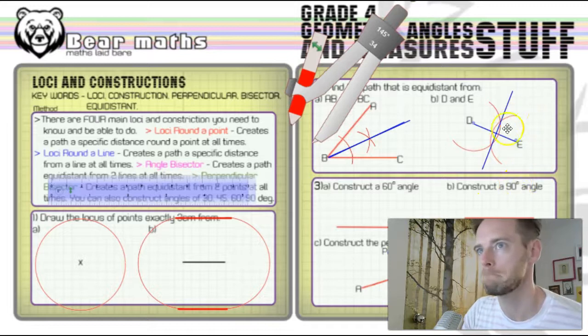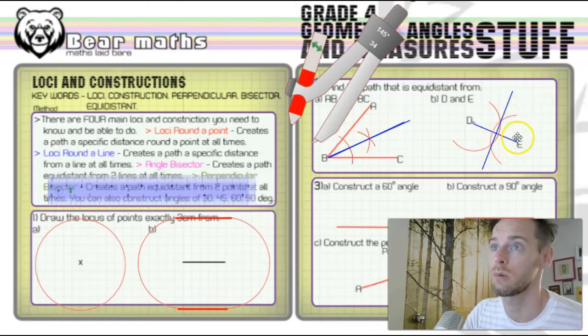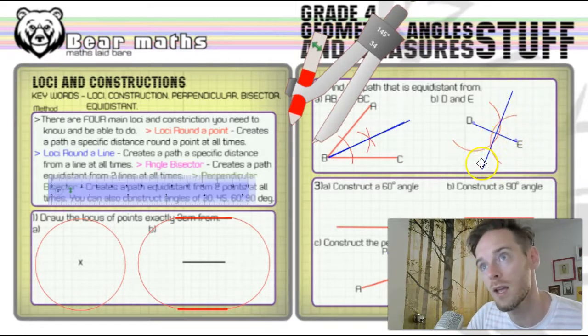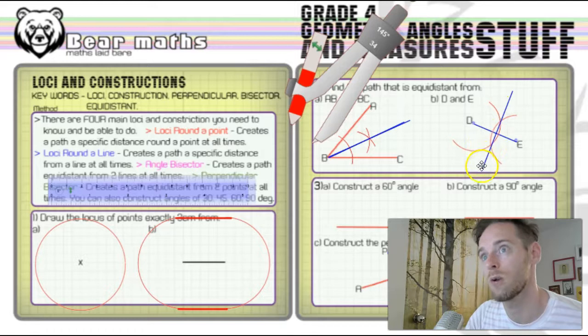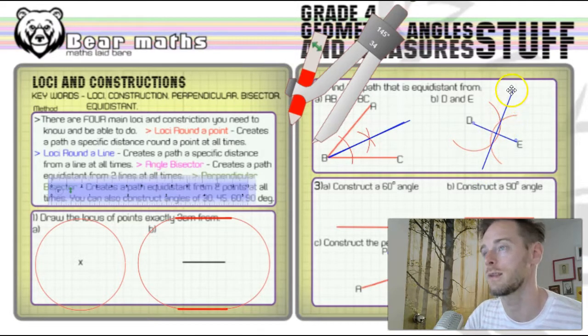Anyway, that's a right angle there. That's a right angle there. These are all right angles. That's our perpendicular bisector. Cut it in half. If we want to be closer to D than to E, everything on the left-hand side would be what we're interested in. If we want to be closer to E than to D, everything on the right-hand side would be what we're interested in. But this path here is exactly halfway between D and E at all times. All points on that line are exactly halfway between D and E.